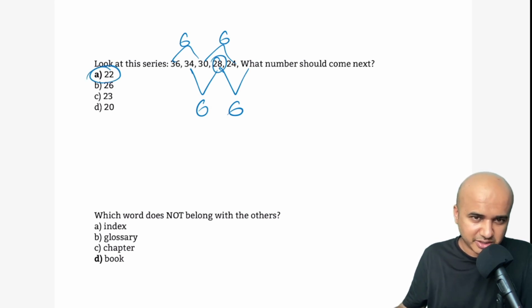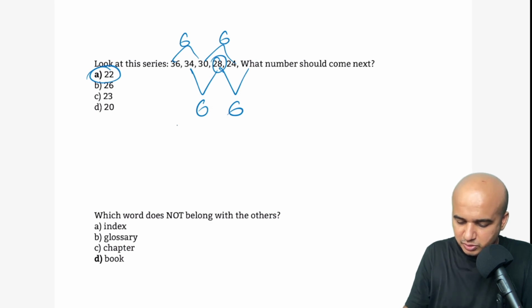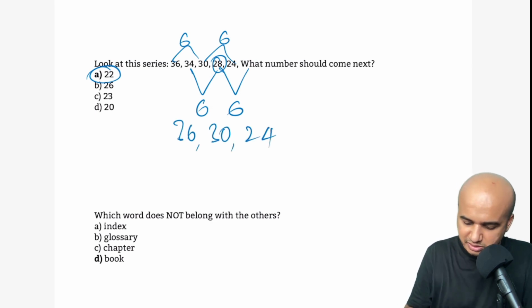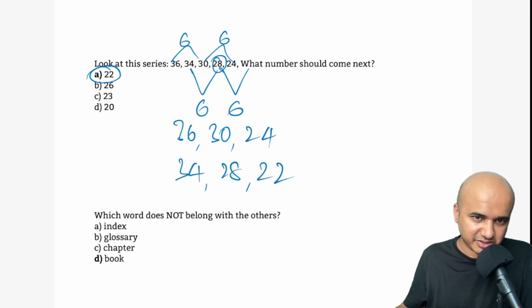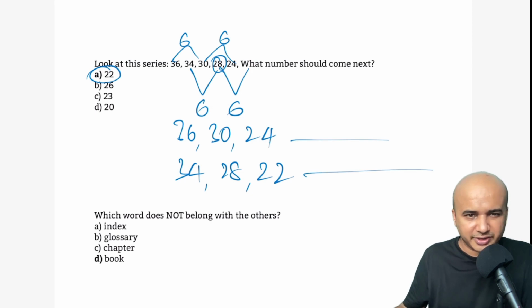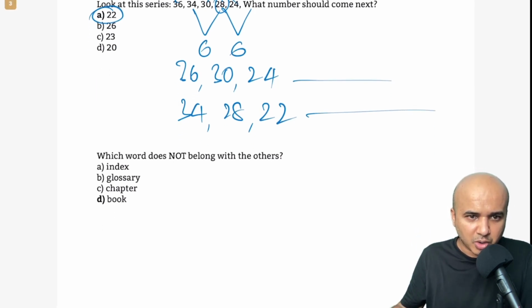As I said, you can solve this question in multiple ways. But what I did here was to split this series into two different series. So 36, 30, 24, that is one series. Then 34, 28, 22, that is another series. Of course, this will continue if you wish to. Anyway, so that solves our problem there.